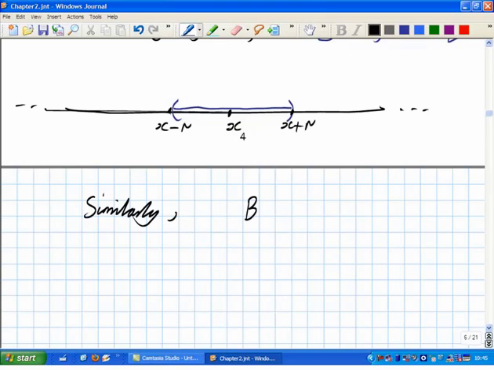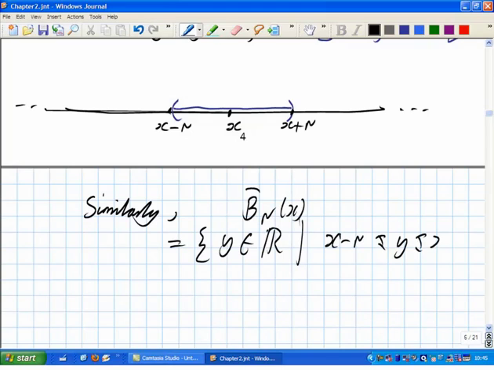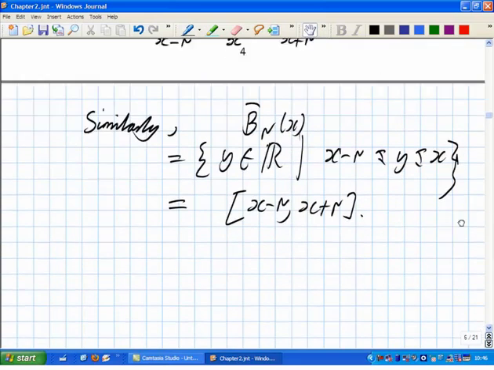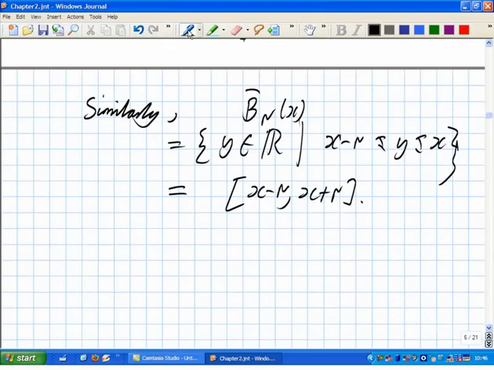And similarly, of course, the closed ball is equal to those y in R which are not strictly between. It's x minus r less than or equal to y is less than or equal to x plus r, which gives you the closed interval [x minus r, x plus r]. As an exercise, you could sketch that.